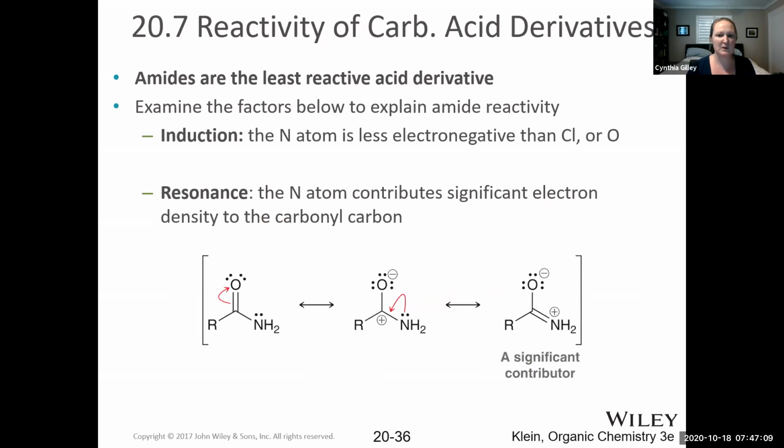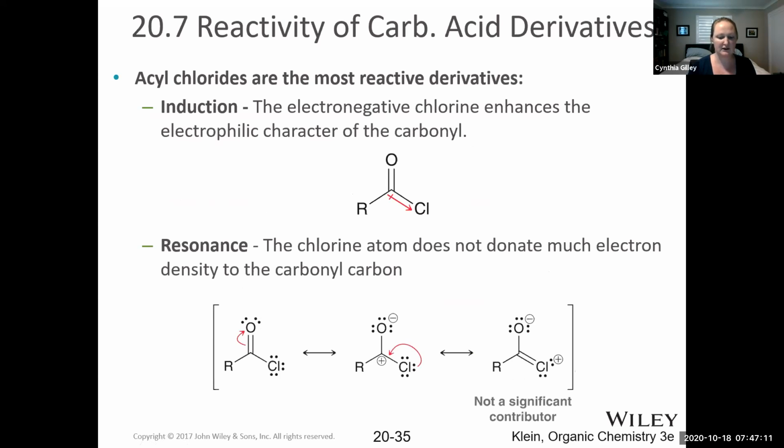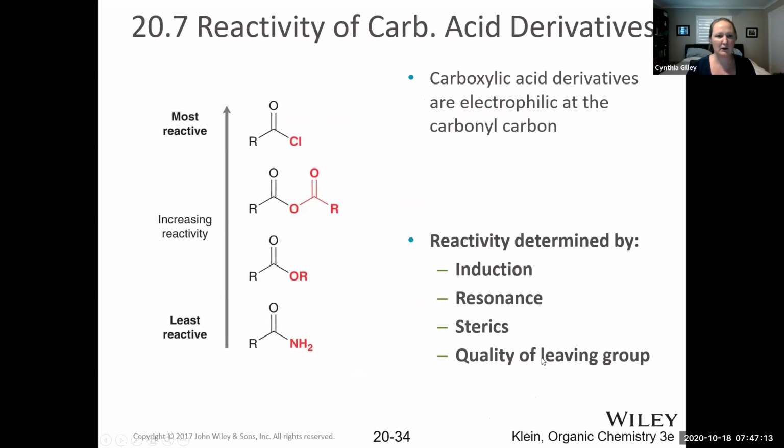Notice I didn't talk too much about the other two factors, sterics and quality of the leaving group, and that's because they can vary, right? Some of these have R groups, so we don't know what size those are. As the group gets larger, there's going to be more steric hindrance, and that will make the carbon less reactive towards nucleophilic attack. Otherwise, there isn't a significant difference, for example, between the size of a chlorine and a nitrogen, so it wasn't really mentioned as one of the most significant factors.